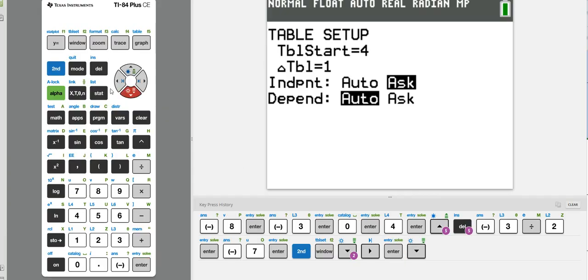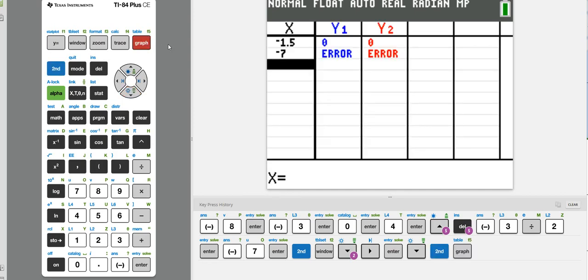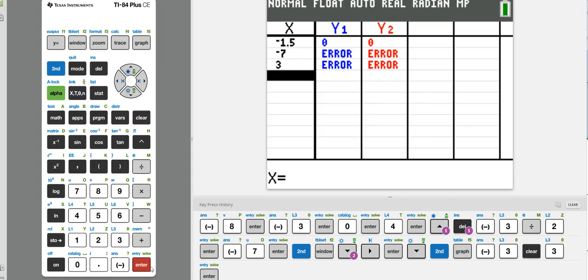Once you have that set up, you can hit the second key, then the graph key. Now you can put in whatever values of x that you want. For instance, negative 3 here. No, it was positive 3. Positive 3. What's going on here? My calculator doesn't like me anymore. Why is it giving me this negative feedback?